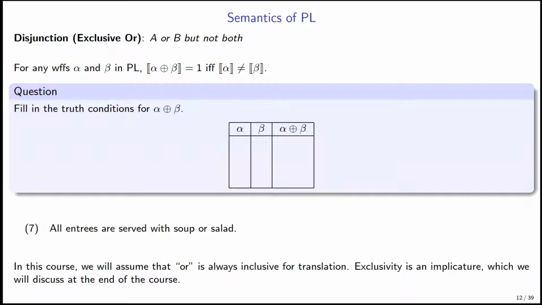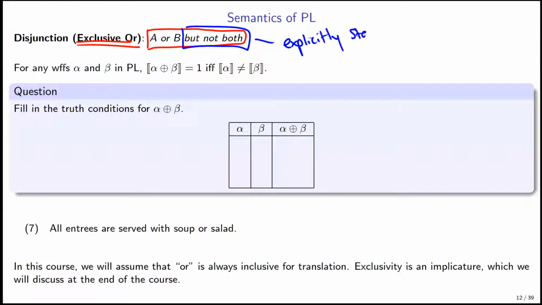So this is the exclusive or. This is when you say alpha or beta, or A or B, but not both. So exclusivity is an implicature. So this but not both is explicitly stating exclusivity. When you explicitly state exclusivity, we have a new operator. So how this one works is this says alpha exclusive or beta is true if alpha and beta do not have the same value. So I'll fill in a truth table for this.